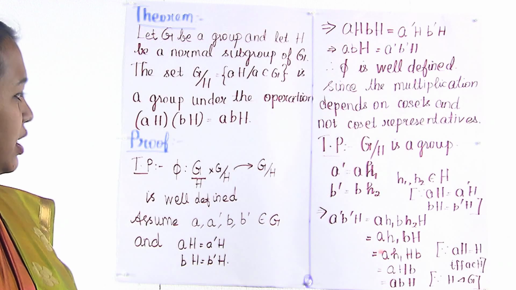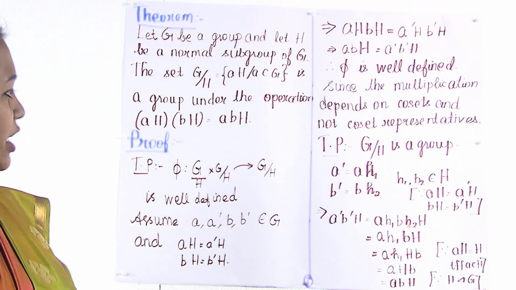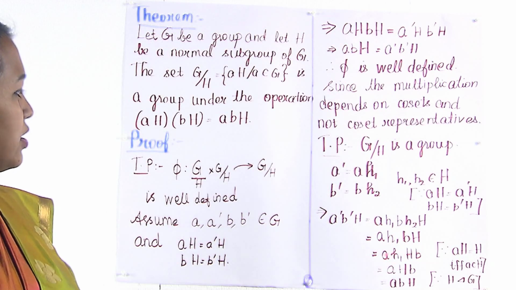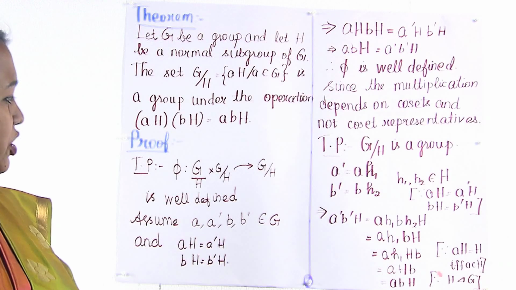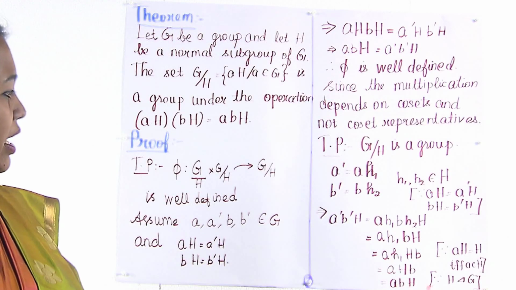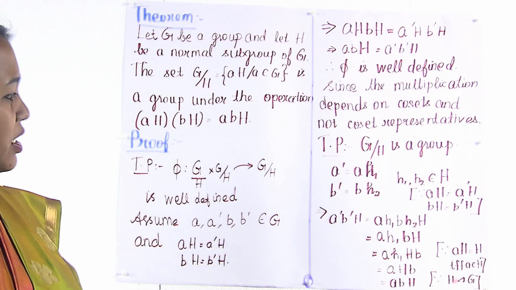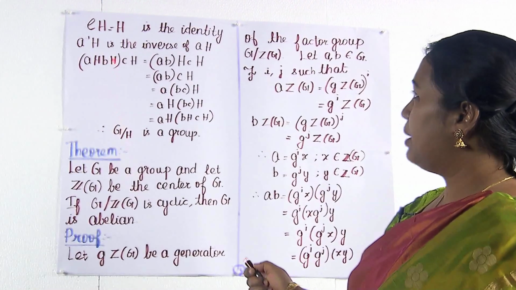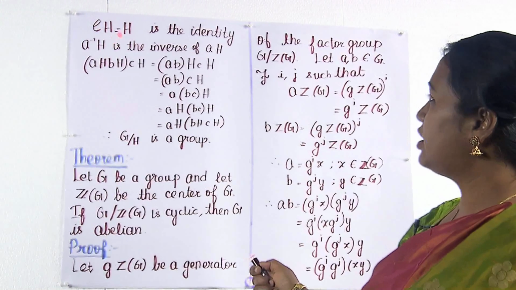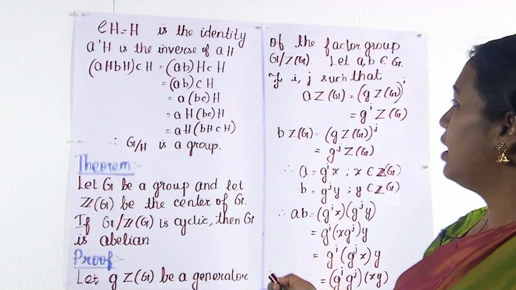So, let us rearrange the terms. AH1 BH2 H becomes BH since H2 H is equal to H, and therefore, that is equal to AH1 HB, that is equal to AHB, and that is equal to ABH. All this is possible because H is a normal subgroup of G. Now, for this group G bar H, clearly EH is equal to H is the identity element, and A inverse H is the inverse of AH.